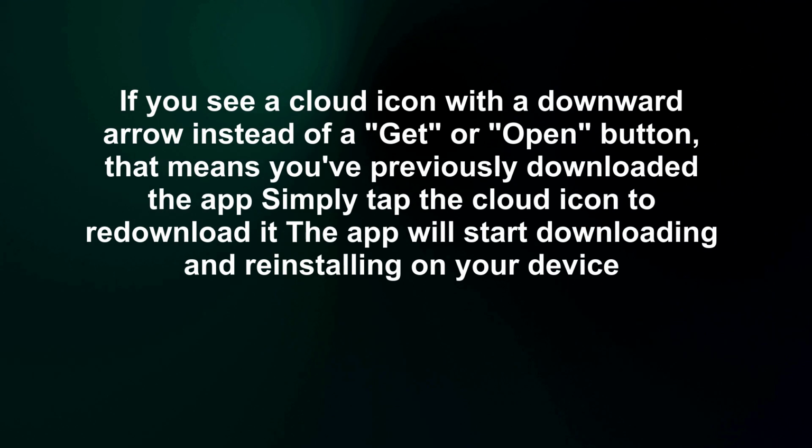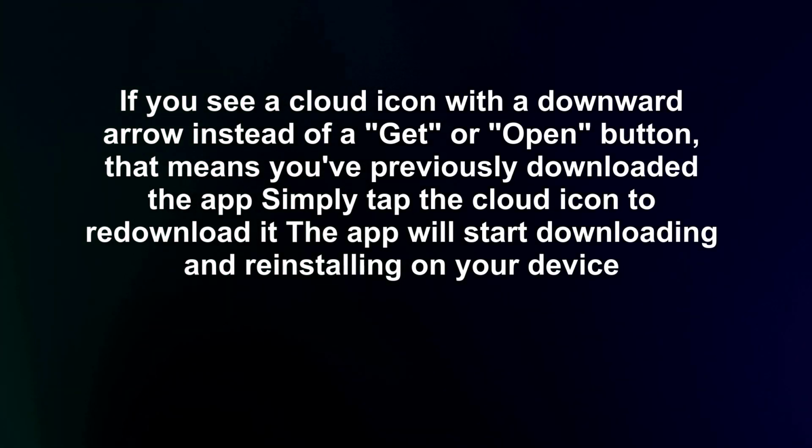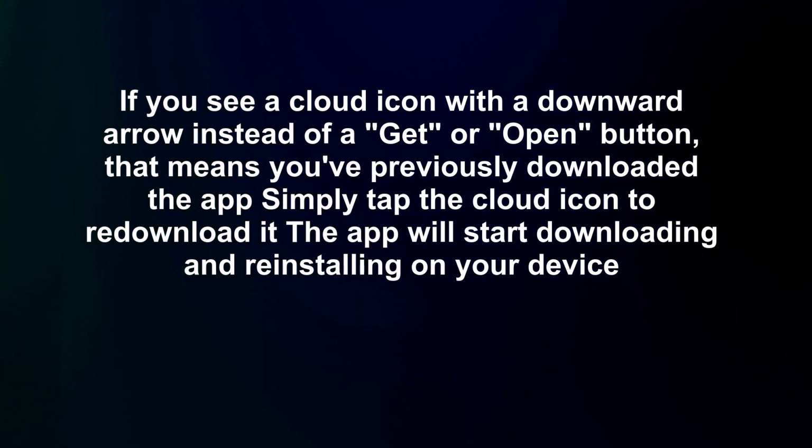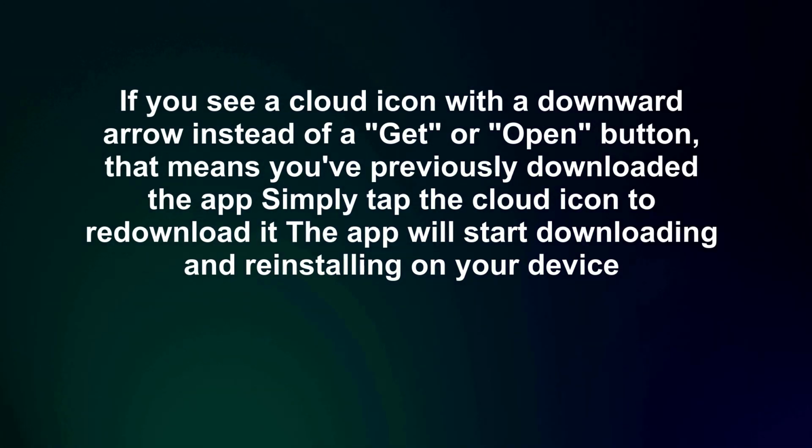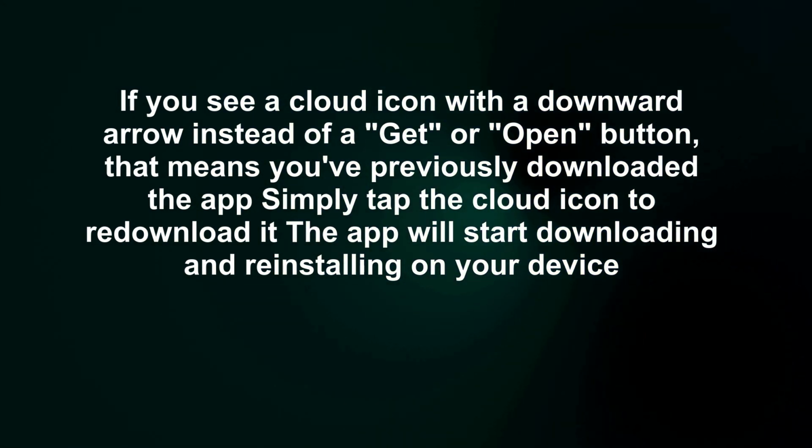If you see a cloud icon with a downward arrow instead of a get or open button, that means you've previously downloaded the app. Simply tap the cloud icon to re-download it. The app will start downloading and reinstalling on your device.